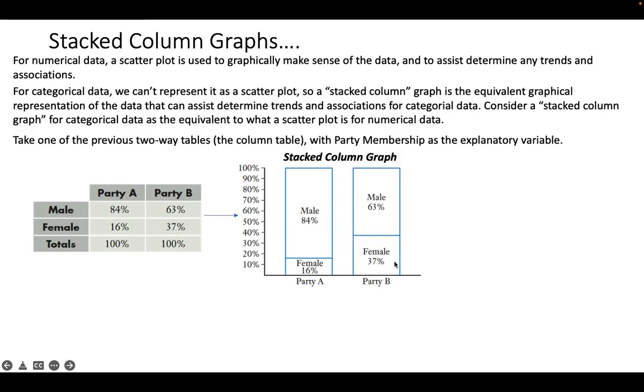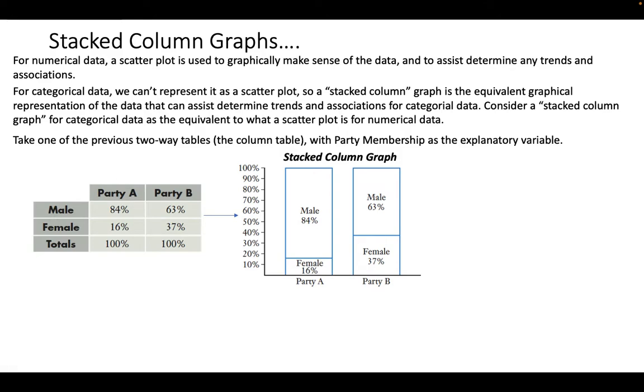So a stacked column graph is the way that we graphically represent categorical bivariate data, because we're unable to use a scatter plot and then come up with a trend line as we do for numerical data, because we don't have that ability with categorical data. So in effect, the stacked column graph is to categorical data what the scatter plot is to numerical data, if we think of it that way.